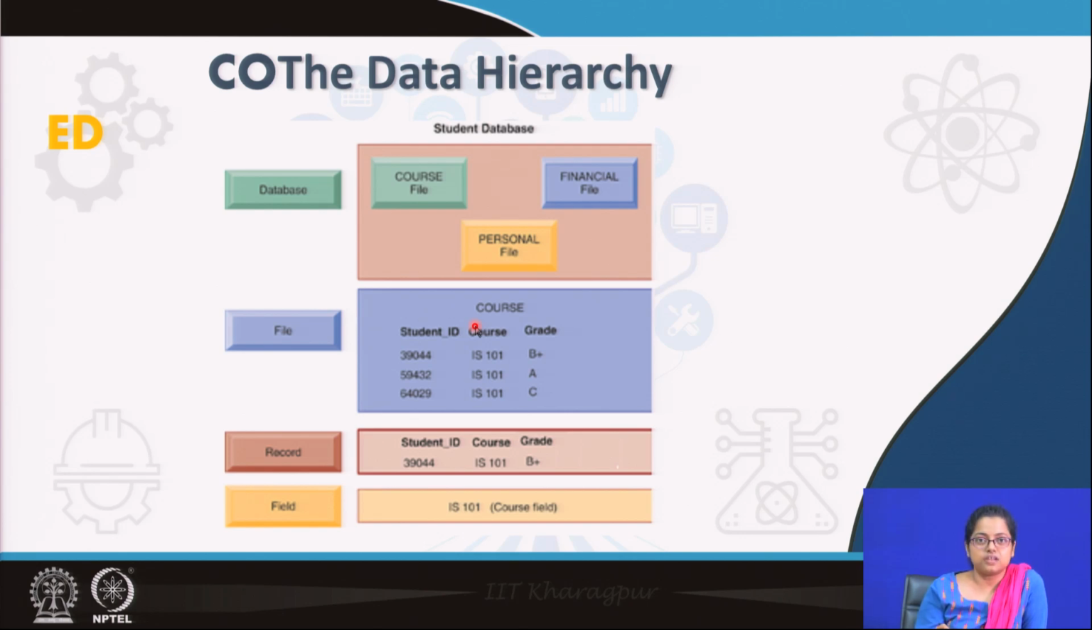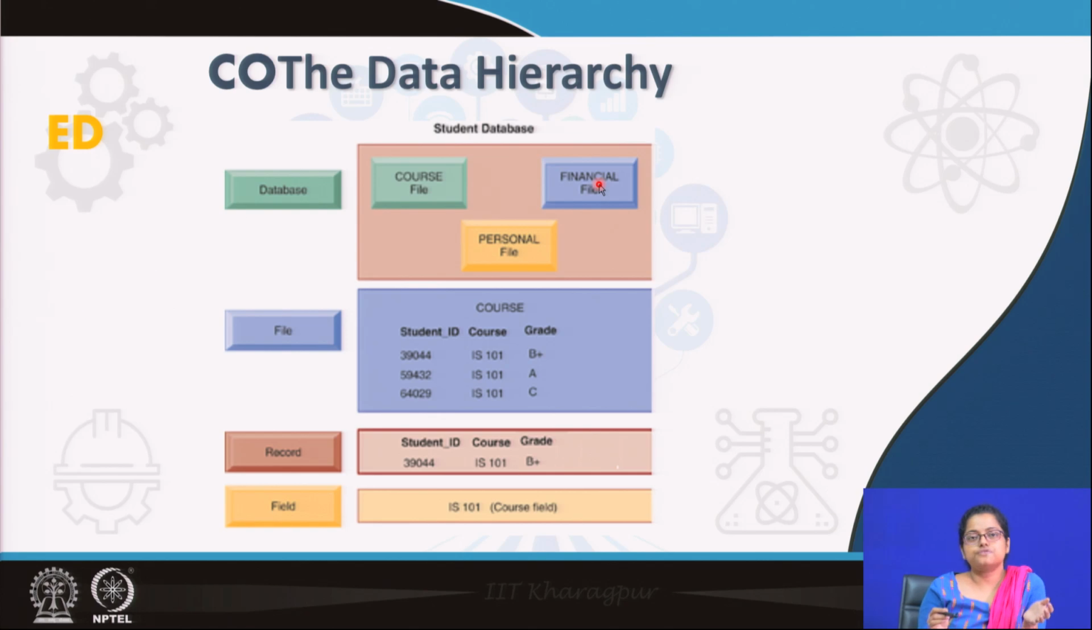At the highest level, we have groups of files which are related to one another, and all of them are of course related to the student entity. All of these files together form what is called the student database. Here in this particular example, we see course as a file, then personal details of the student as a file, and financial details of the student in another file. These files are related to one another.